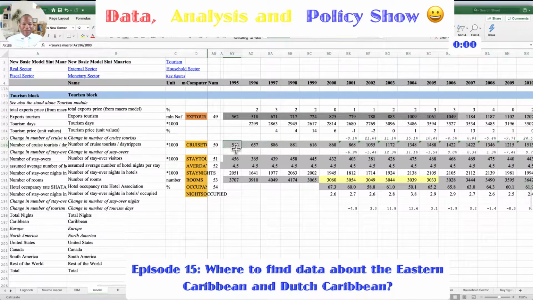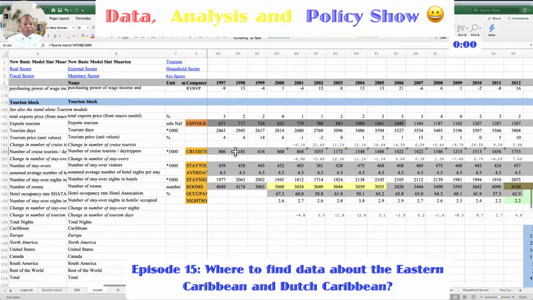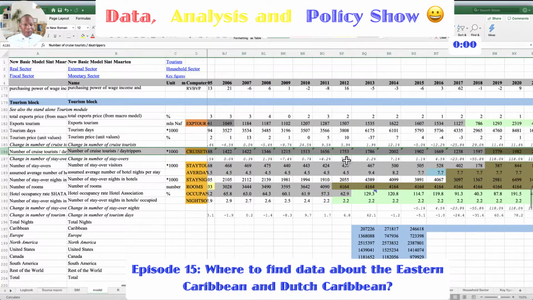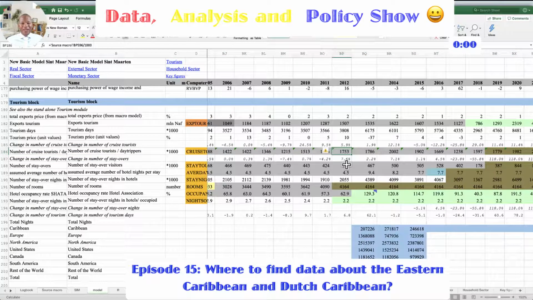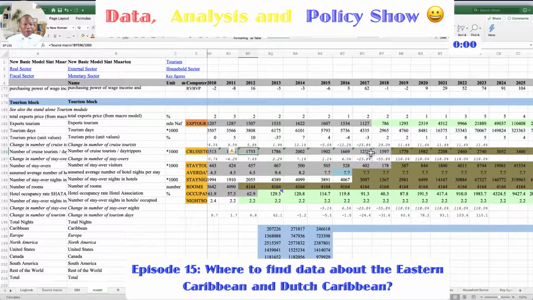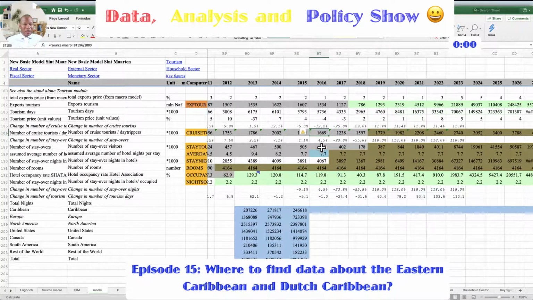It's starting in 1995 with 564,000 cruise tourists. Look at that, and look at how much it increased, to about 1.7 million people in 2012. And then came the hurricane. In 2017 there was a hurricane there. That's why it dropped from 1.6 million to 1.2 million, so 400,000 less. And then it increased again, to 1.6 million cruise tourists.